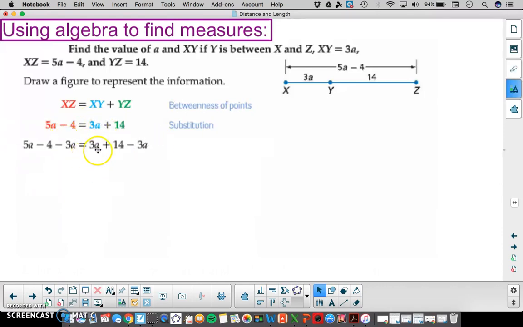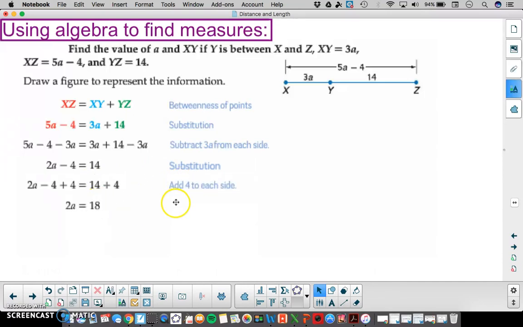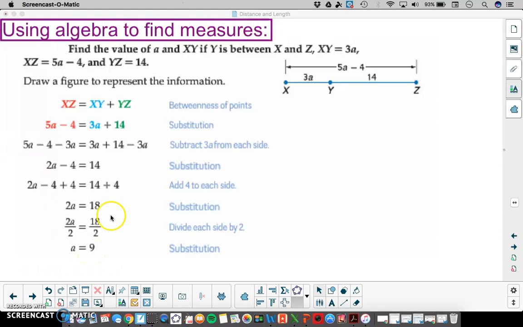So first we're going to subtract 3a from both sides, substitute to get 2a minus 4 equals 14, add 4 to both sides, substitute to get 2a equals 18, divide by 2 on both sides, and substitute to find the value a equal to 9. We were also asked to find the measure of the segment XY.